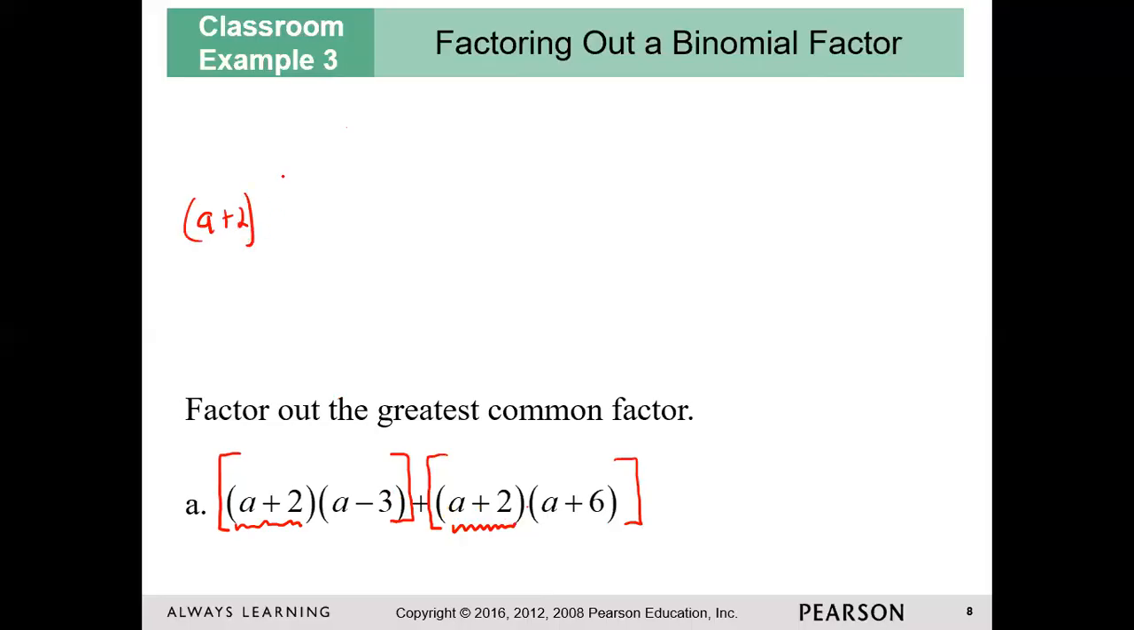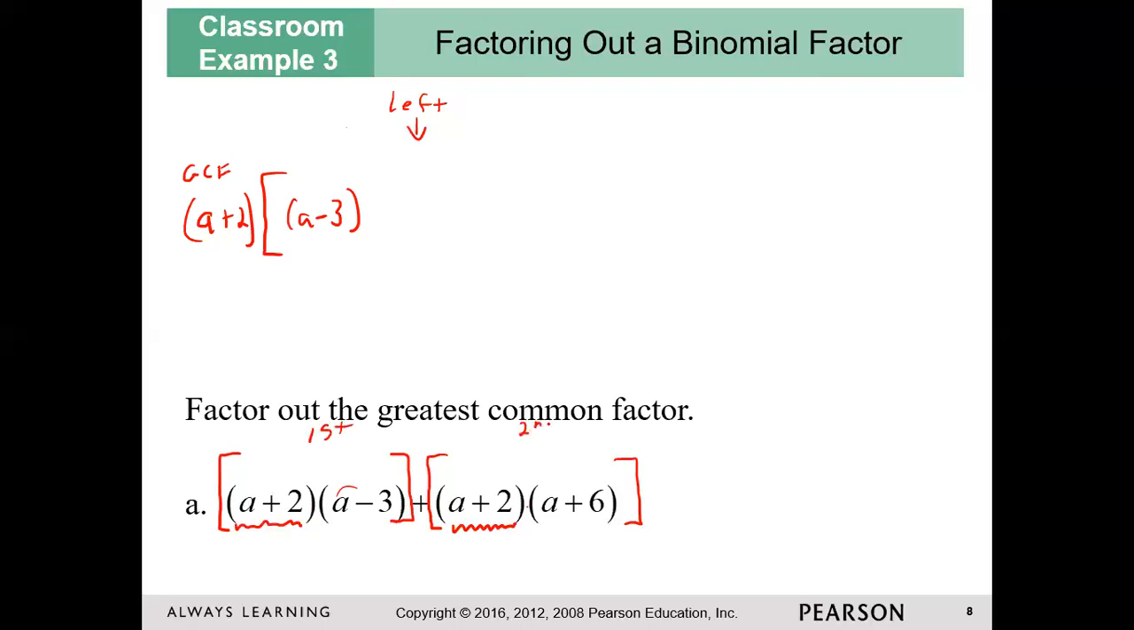And then what I'm going to do is just put brackets here, to separate parentheses versus brackets, so you can see what our GCF is. So this is our GCF. And now what's inside here is going to be our leftovers. Okay. So when you take the a plus 2 out, you're left with this a minus 3. So a minus 3 is our leftover from this first term.